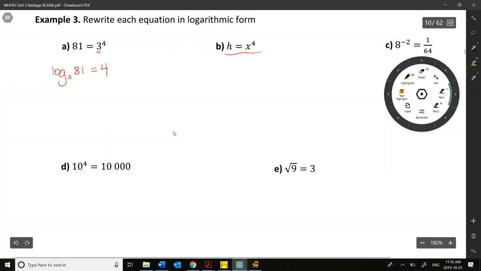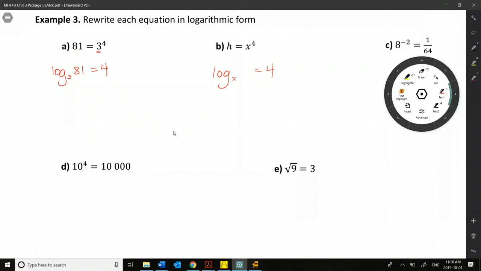Can someone try this one for me? Let's put b into logarithmic form. No one feels confident enough yet? Okay, what's the base? X is the base, 4 is the exponent, so that's what I'll get out from the logarithm. This is the base, right? It's raised to the exponent 4. That will be the answer we get out from the logarithm. Pierce? Log x of h equals 4. Right, so we'll say log base x of h equals 4. Perfect.